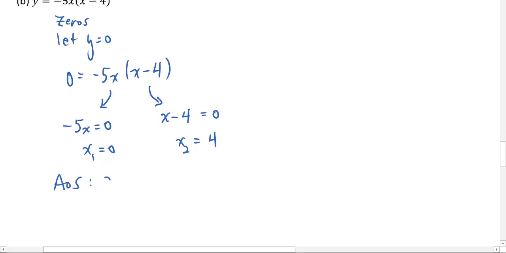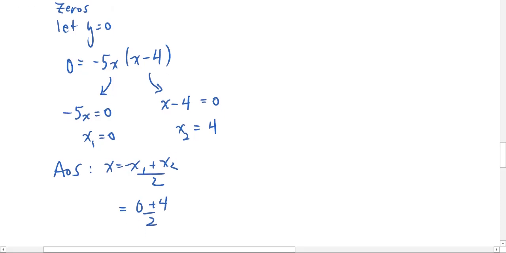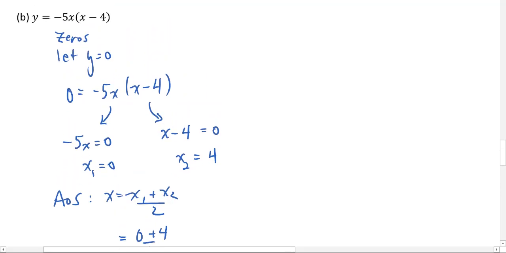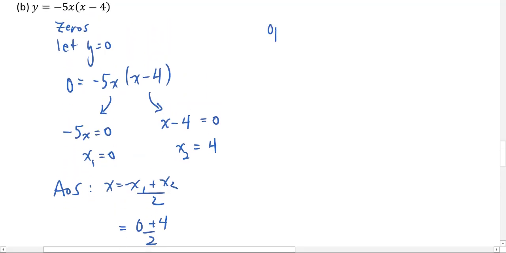Next is the axis of symmetry. Remember, it is the midpoint of the zeros. So that's 0 plus 4 divided by 2, which gives us an axis of symmetry of 2. Now that we've got the axis of symmetry, we can find the optimal value.